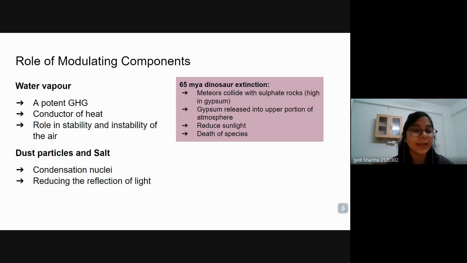Then the dust particles and salt, because these particles can act like condensation nuclei on which clouds can form. So cloud formation, rainfall, and such processes can be modulated by dust particles and salt. This dust can scatter and reflect the light, because of which cooling and warming can happen. So these are the modulating components.